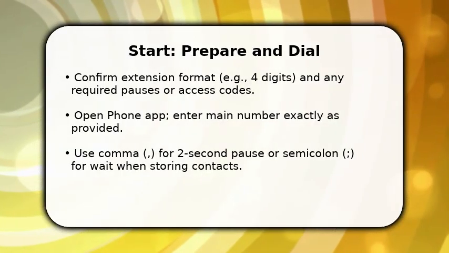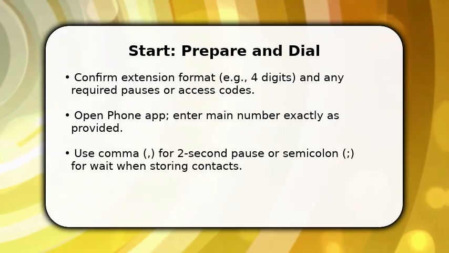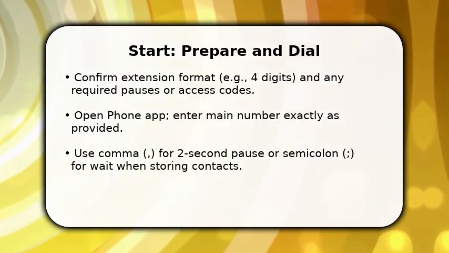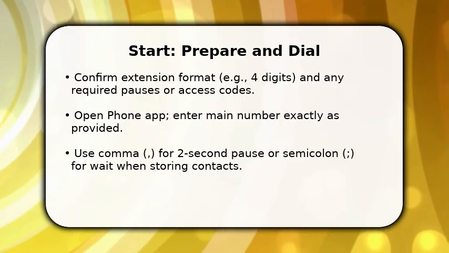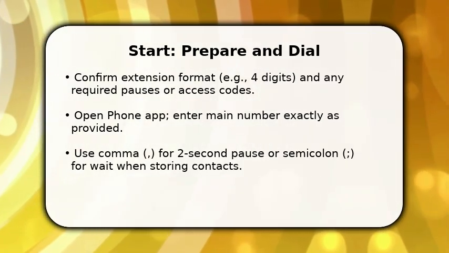You already have the extension and main number. Start now. Open the phone app and type the main number. If you need an automated pause, insert a comma for a 2-second pause. If you want to wait for a prompt, use a semicolon to force a manual send.